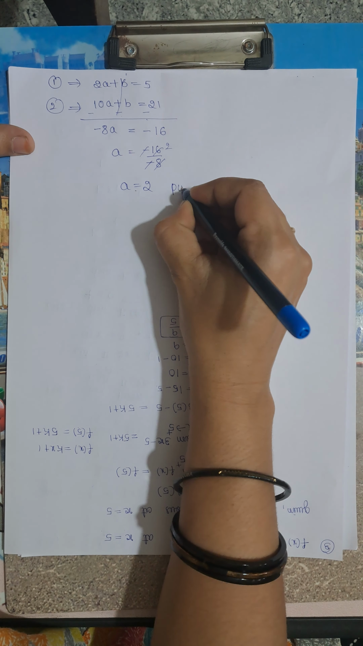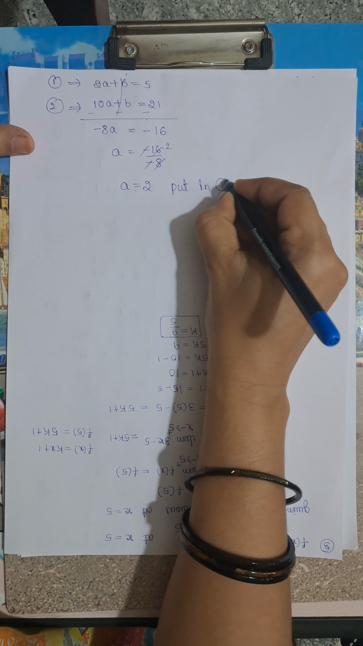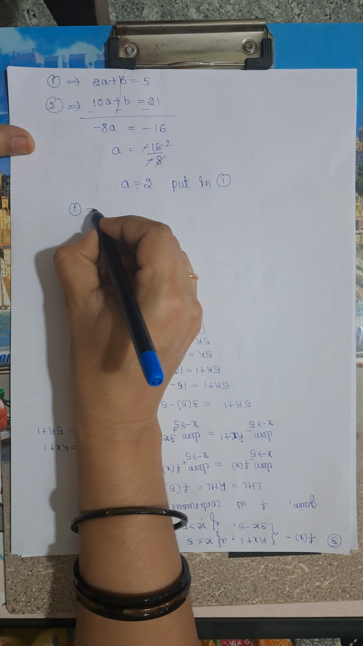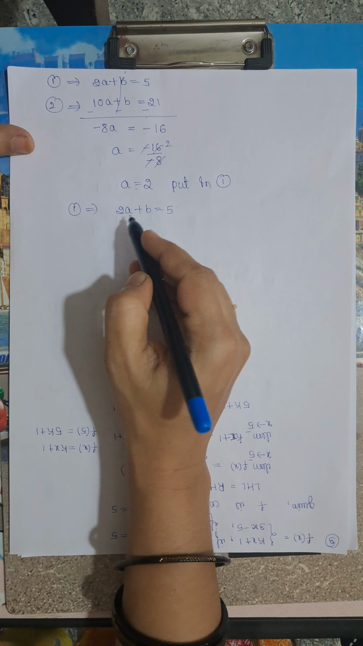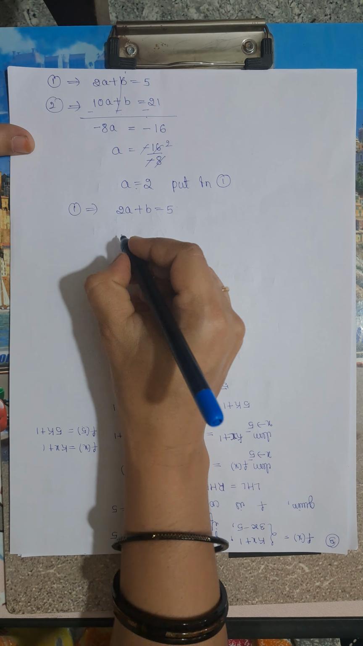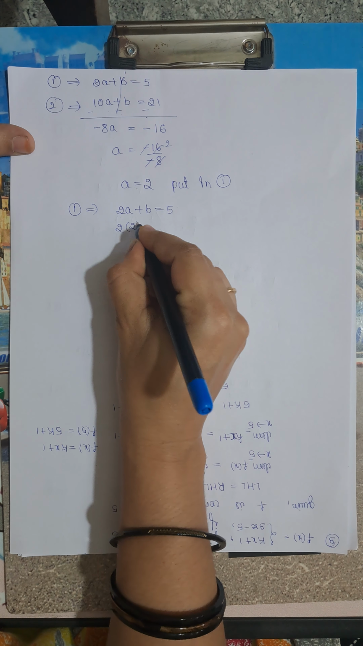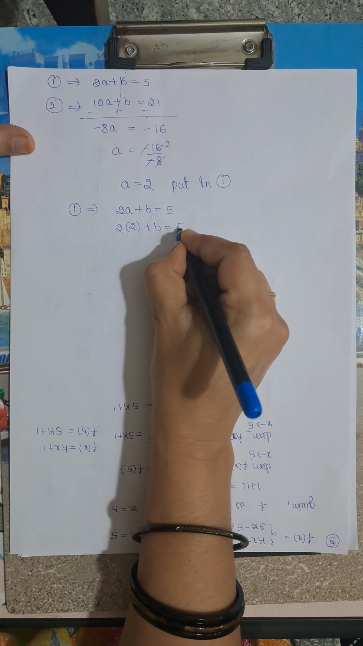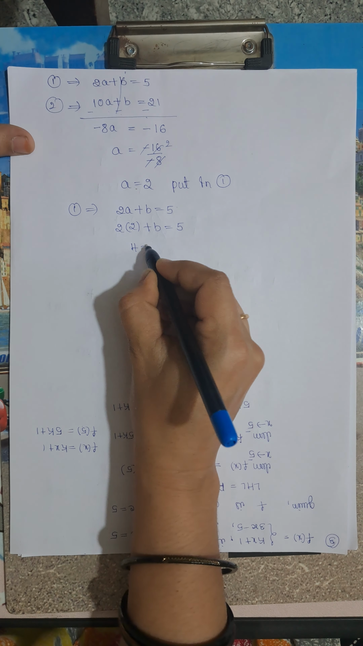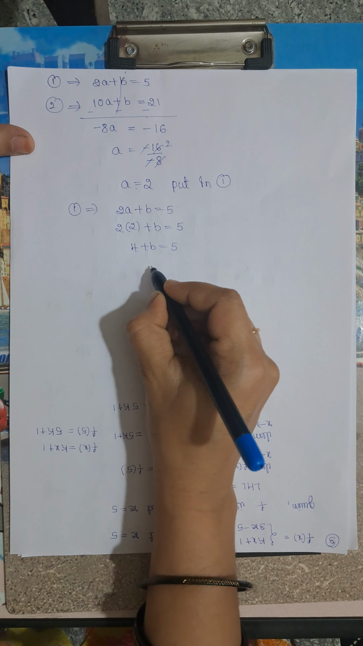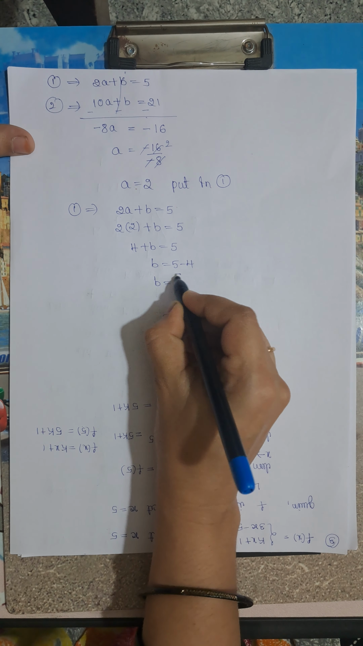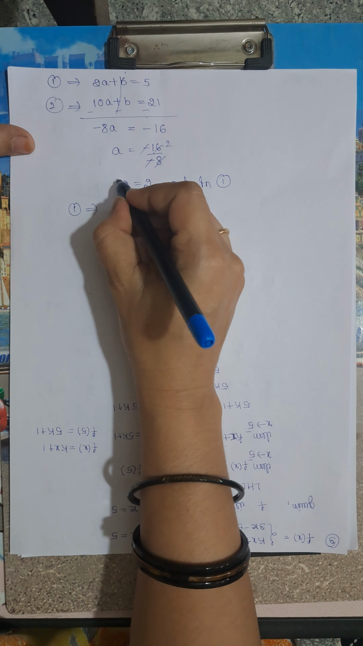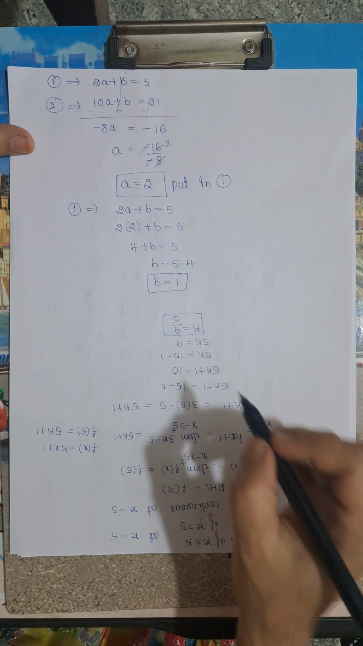So put this value in equation 1. Equation 1 implies 2a plus b equals 5. Let us substitute the value of a. 2 into a is 2, plus b equals 5. 2 twos are 4, plus b equals 5. If I solve for b, I'll get 1. That is the required solution. The value of a is 2 and the value of b is 1.